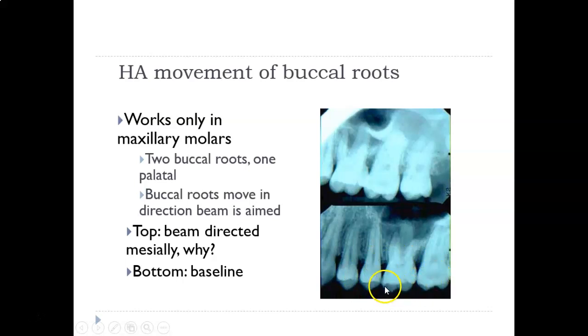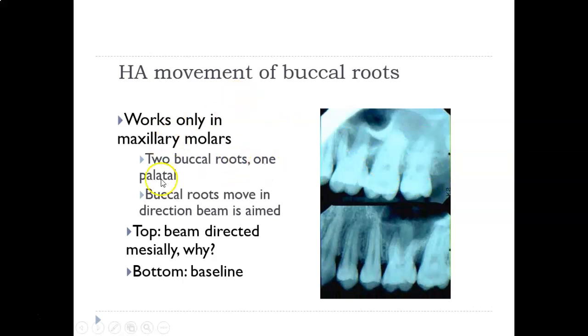We can see that the cusps are leaning more mesial, and these 2 roots are leaning more mesial. But what happened to the palatal root? The palatal root went from being right in between to being more distal. If the beam was angled more mesial, but the palatal root is going more distal, that makes sense because the palatal root is a more lingual surface. We call it palatal as opposed to lingual, but it means the same thing. It's on the inside as opposed to on the outside.